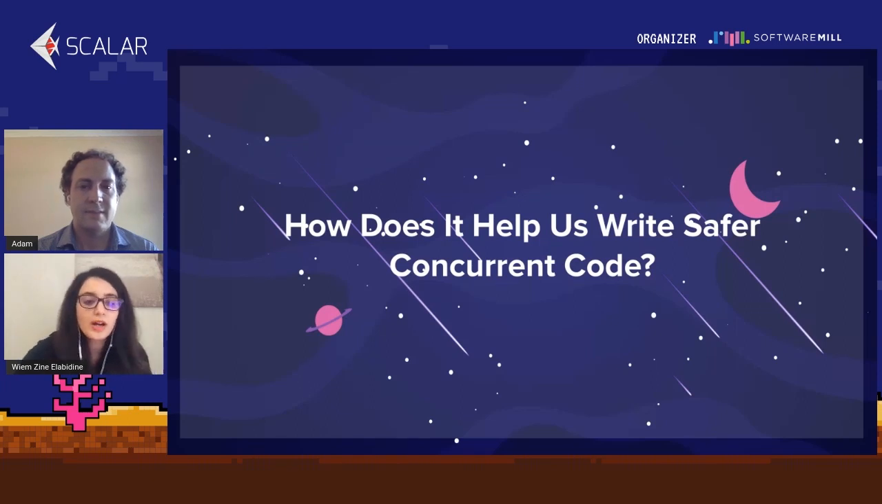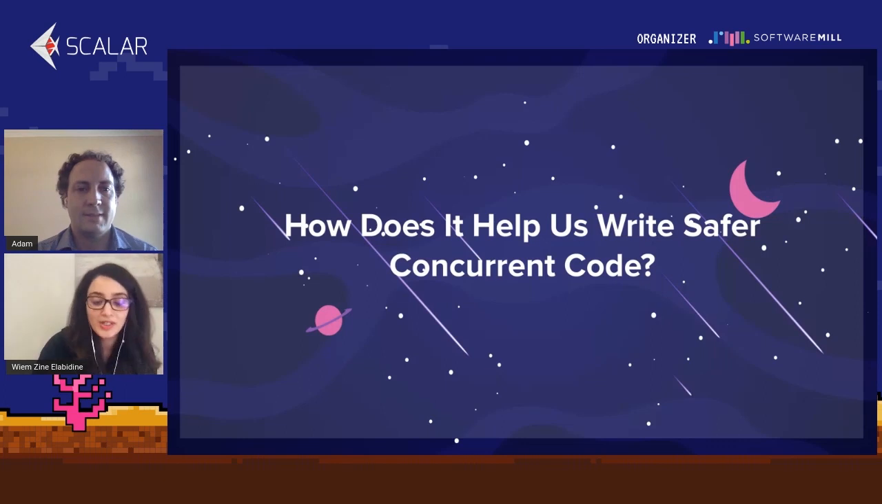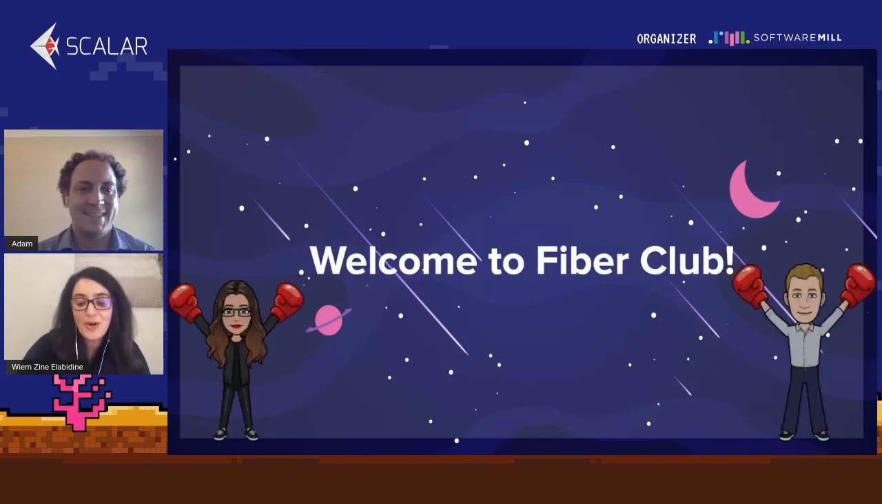So now let's see how to write safer concurrent code. Because we introduced fibers and fiber supervision, now you earn the membership of Fiber Club. But hold on. First of all, you need to know about the first rule.